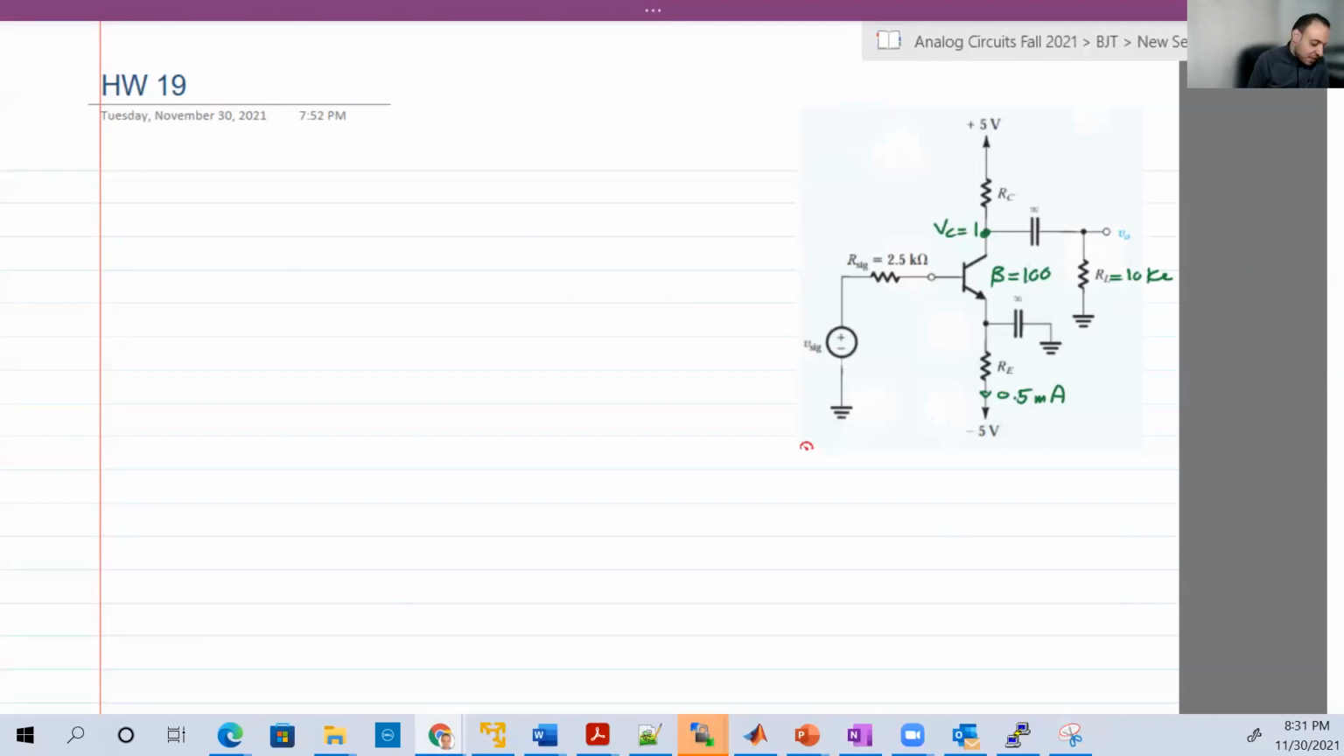Hello again. So this is another example in Sedra's book again, and it was basically also homework 19. In that example, it's a reverse way of analysis. Again, we have an amplifier, and this amplifier is also a common emitter because the input is connected to the base, and the output, which is RL here, is connected to the collector.